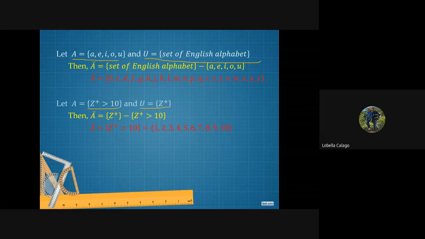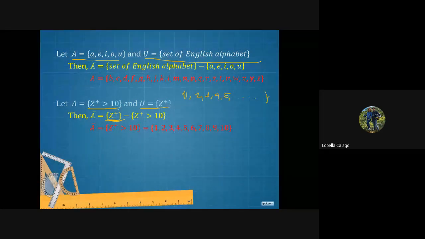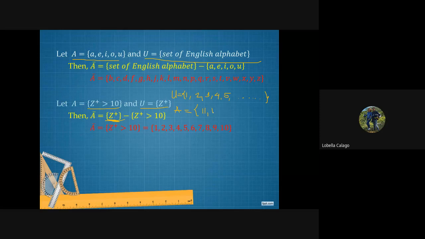Ano-ano ang mga universal set? Universal set of positive numbers are all... Okay, so what are the all positive numbers? So we have 1, 2, 3, 4, 5, and so on. Ito ang U. Ano naman ang positive integers greater than 10? We have greater than 10 is 11, 12, 13, 14, and so on.